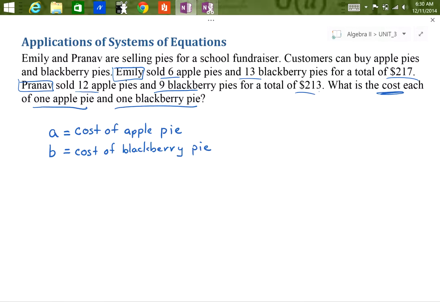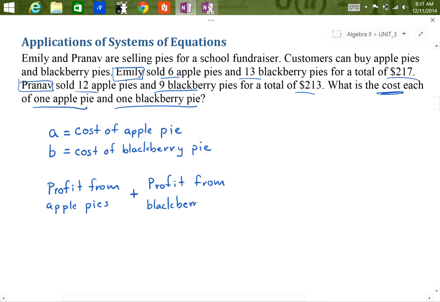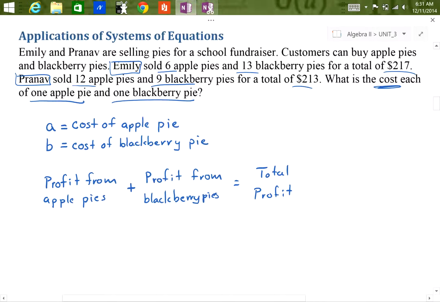So if we look at this, we can hopefully see that a governing equation here might look something like profit from apple pies plus profit from blackberry pies is equal to total profit. We're given information about quantity sold, and then we're given the piece of information about total profit. And the pieces that we are hoping to find, you'll see, will fit into this equation as well.